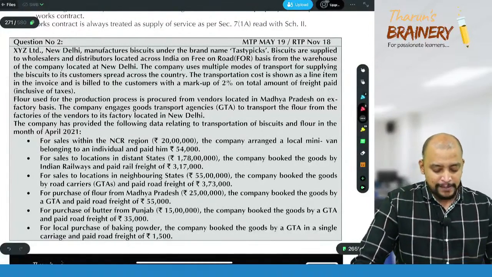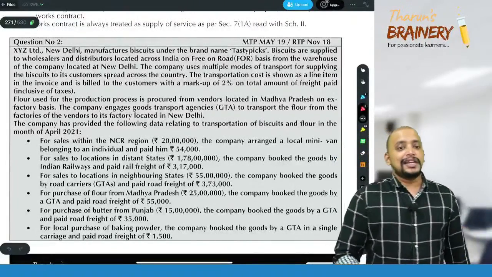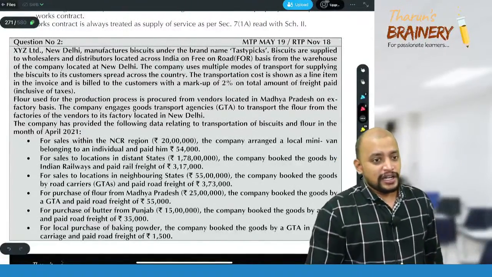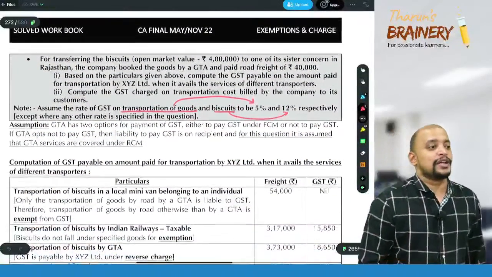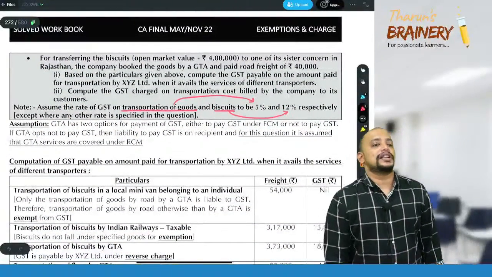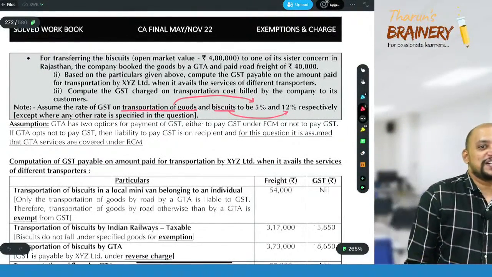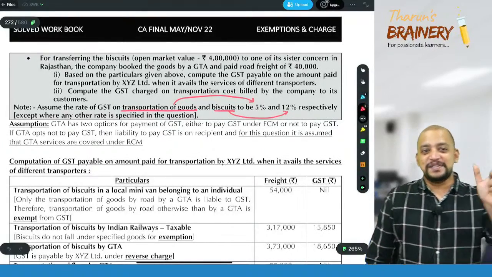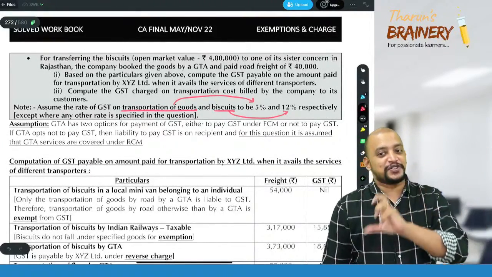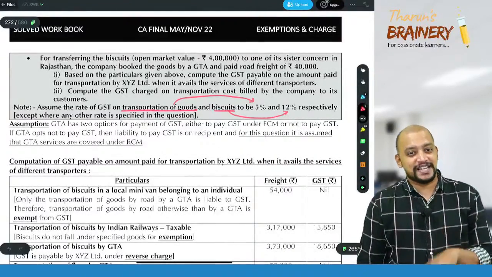So, how much they pay with respect to that rail freight when they receive? 3 lakh 17,000 into, are they transporting goods or transporting biscuits? Biscuits. So what is the rate of GST? 12%. Like that you should not interpret. So the transportation of goods and biscuits, 5 and 12, they confused us.